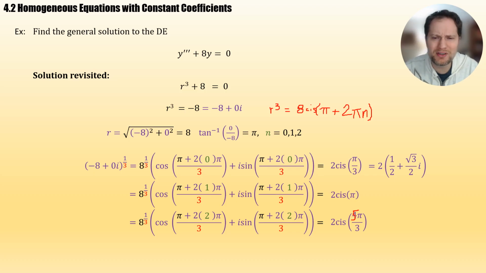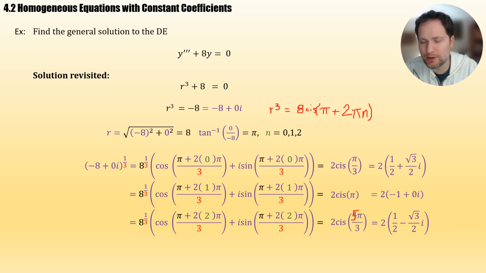So let's actually write that out. Keep in mind that cis is just our compact way of writing cosine of this thing plus i times the sine of this thing. So what's the cosine of pi over 3? That's right, it's 1/2. What's the sine of pi over 3? Root 3 over 2 times i. Do that again for pi. What's the cosine of pi? What's the sine of pi? There you go. And for the last one, what's the cosine and the sine of 5 pi over 3? That's right, it's 1/2 and negative root 3 over 2.